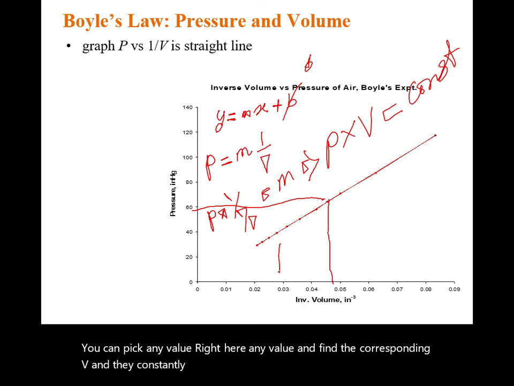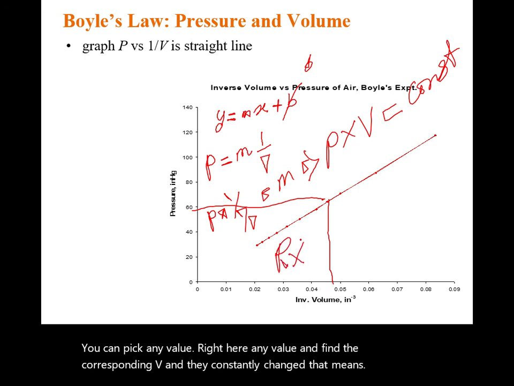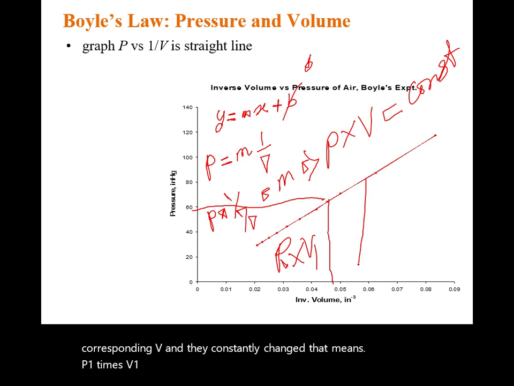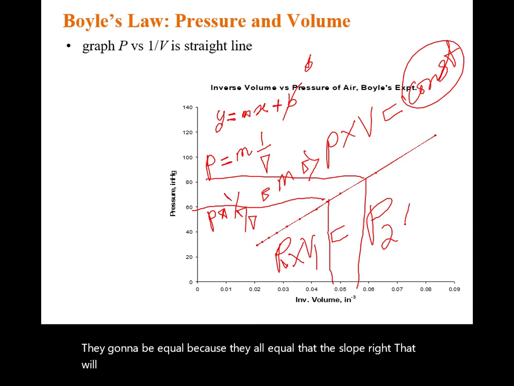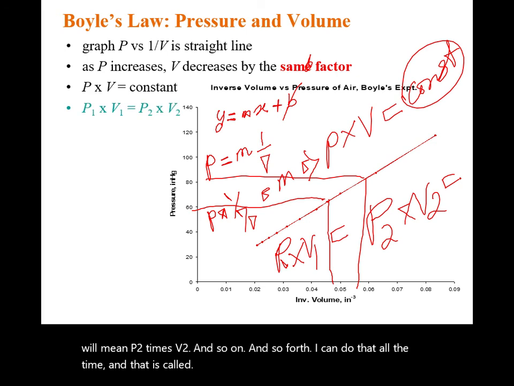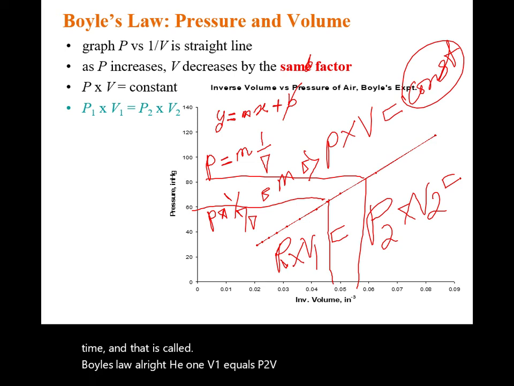That means P1 times V1, this point right here, I can take another point, they're going to be equal because they all equal that slope, right? That will mean P2 times V2, and so on and so forth. I can do that all the time, and that is called Boyle's law. All right? P1 V1 equals P2 V2. That is Boyle's law. Let's take a look at how we can apply Boyle's law.